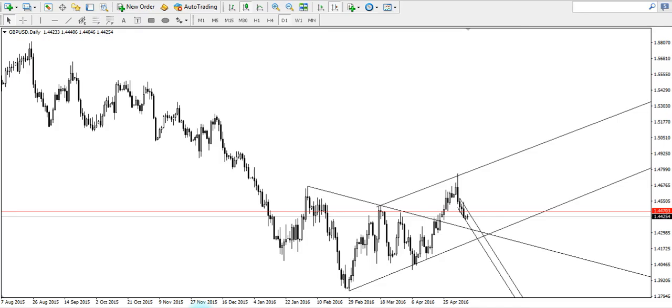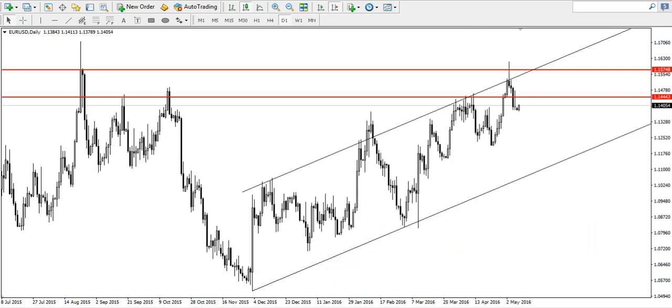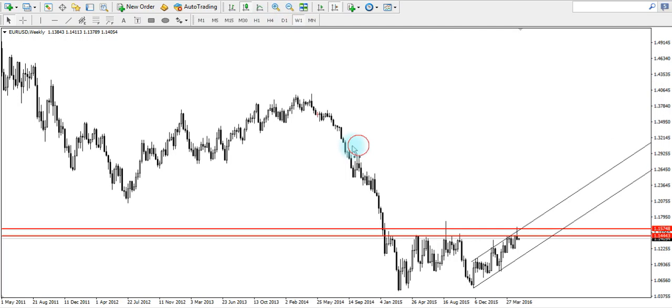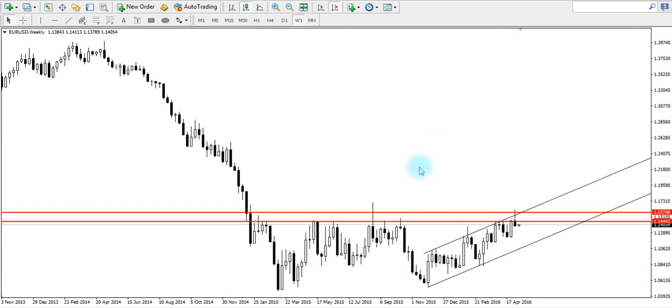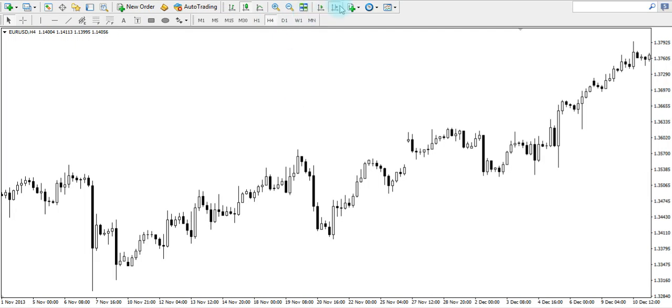And last but not least, we have the euro against the US dollar. Alright, interestingly, in the weekly chart itself, we have seen that the price has failed to break above the major resistance at the price of 1.1443. So that signals that the price may go for a major reversal. And therefore, we will be zooming into the 4 hourly charts.